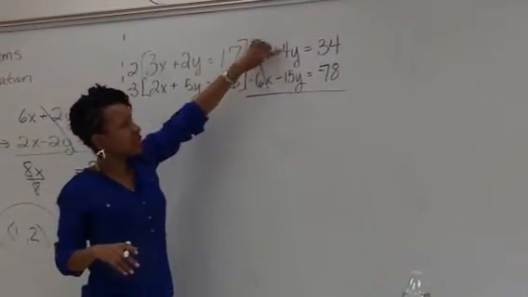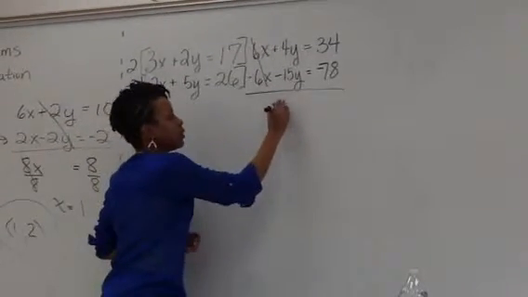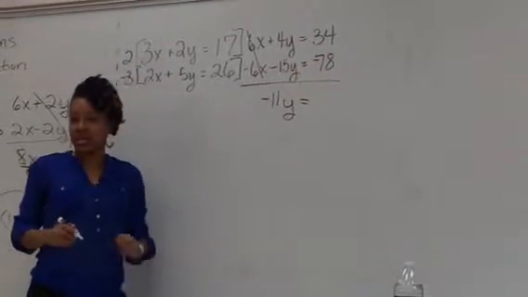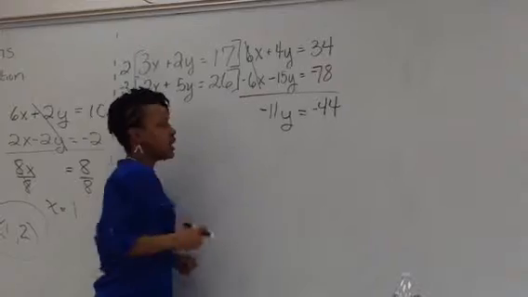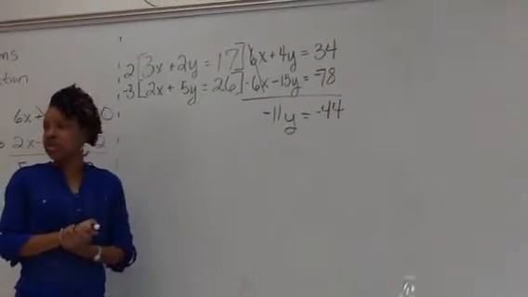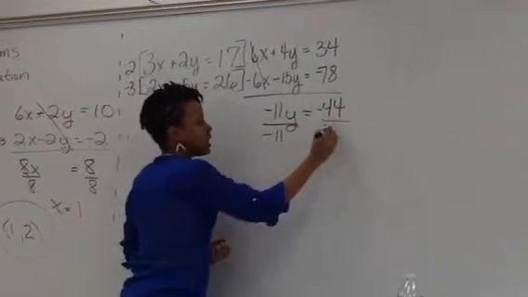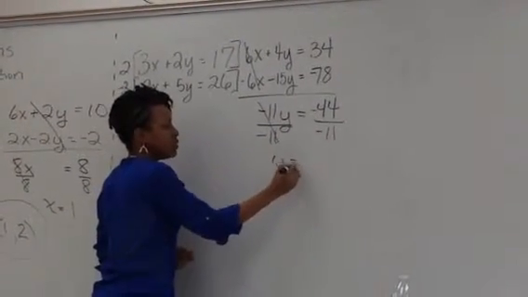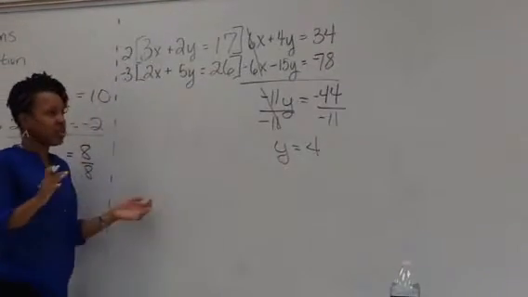What does this become? The 4y and minus 15y. Negative 11y, good. 34 and minus 78. Negative 44. Now what do I do? Then you divide. Good, divide both sides by negative 11. These cancel. You get y equals positive 4. Very good. Now everything's the same.